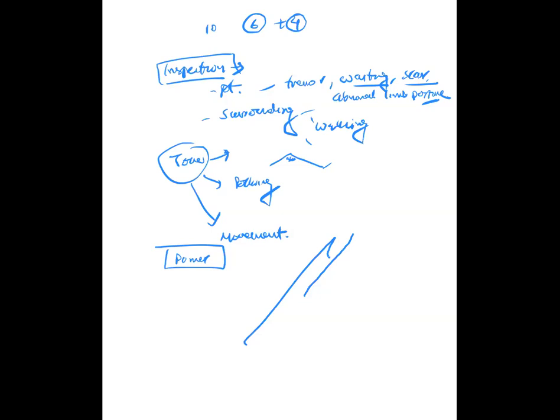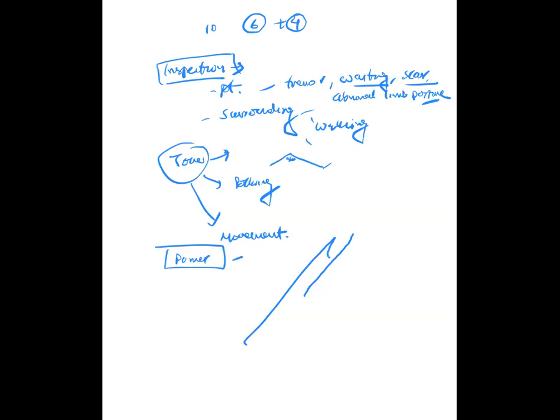Now I will check the adduction power. Again, I will place my hand over the medial aspects and say, push in my hand or try to close your knees. Don't let me separate. So I have checked the thigh, both flexion, extension, and abduction and adduction. Now I will check the knee joint.